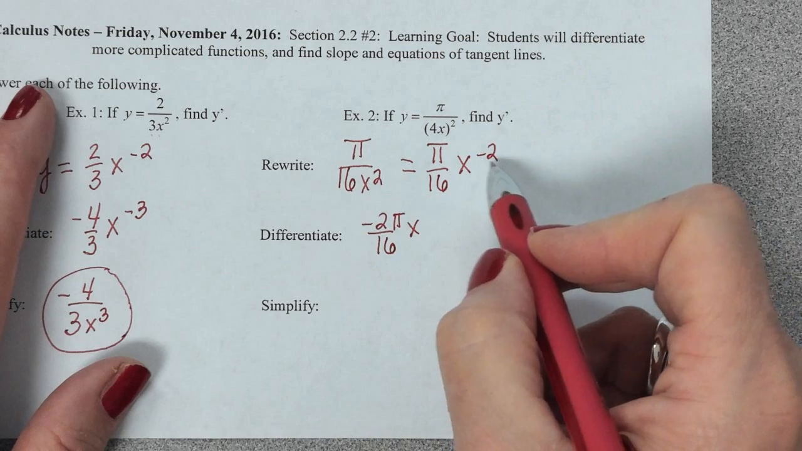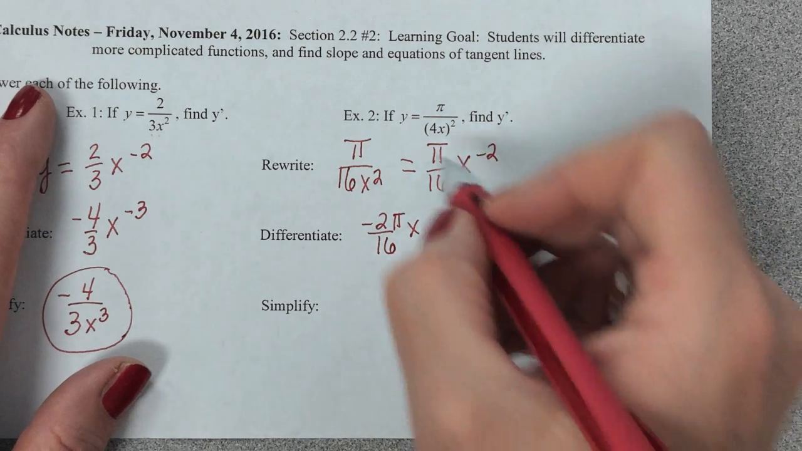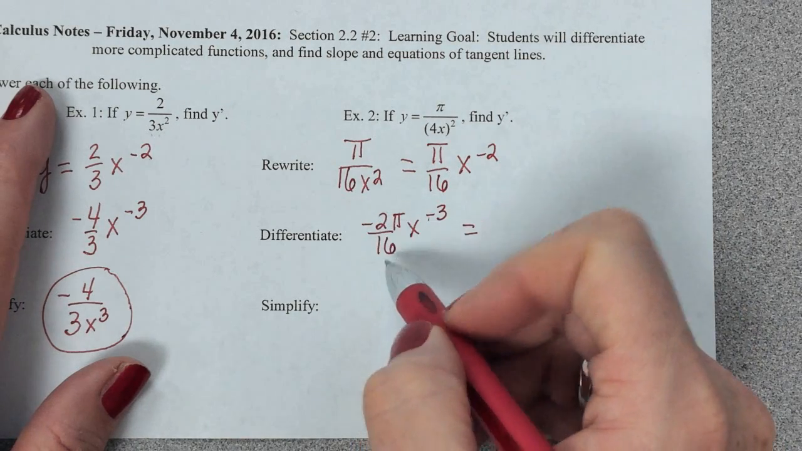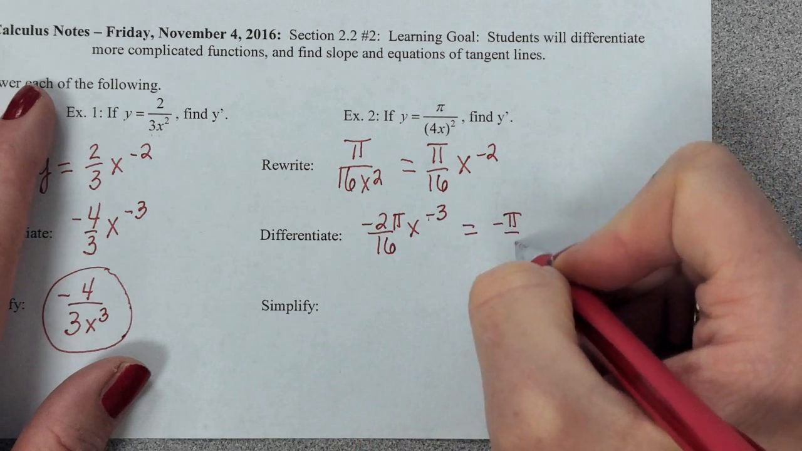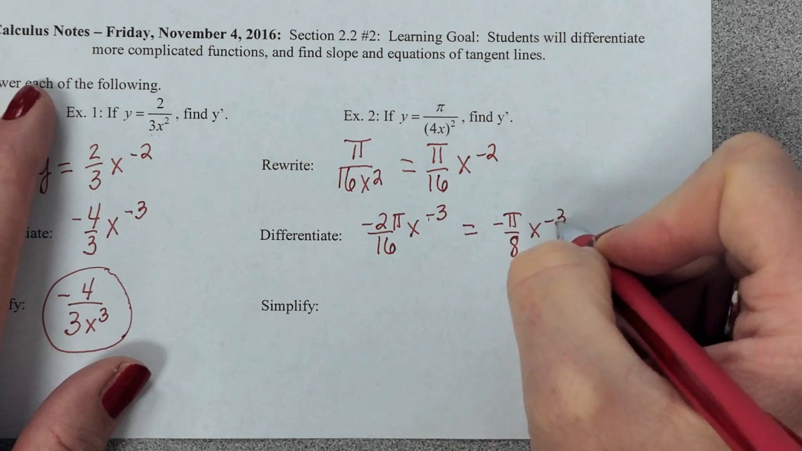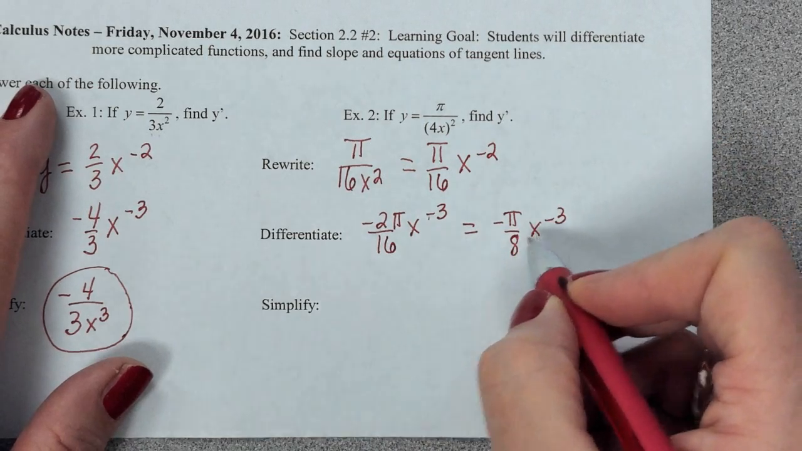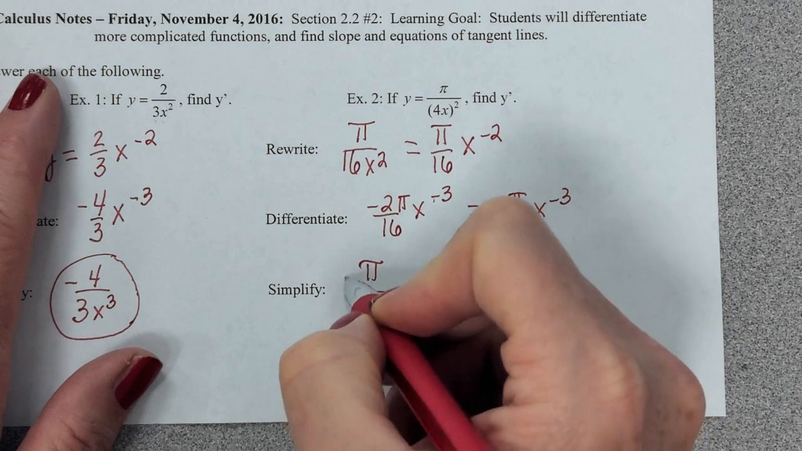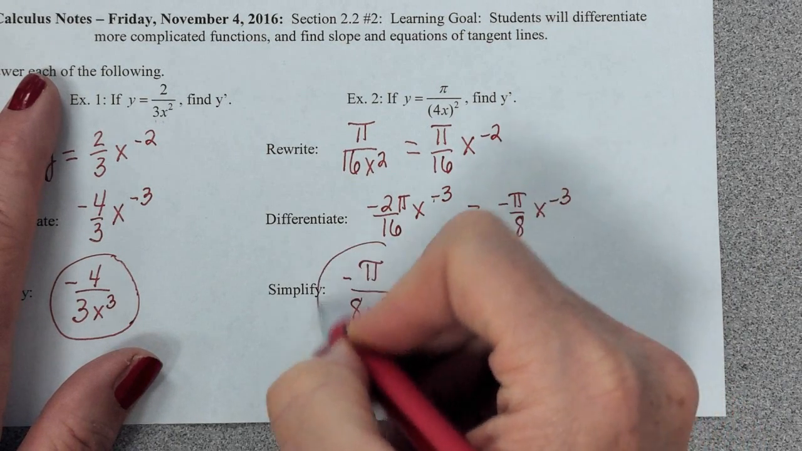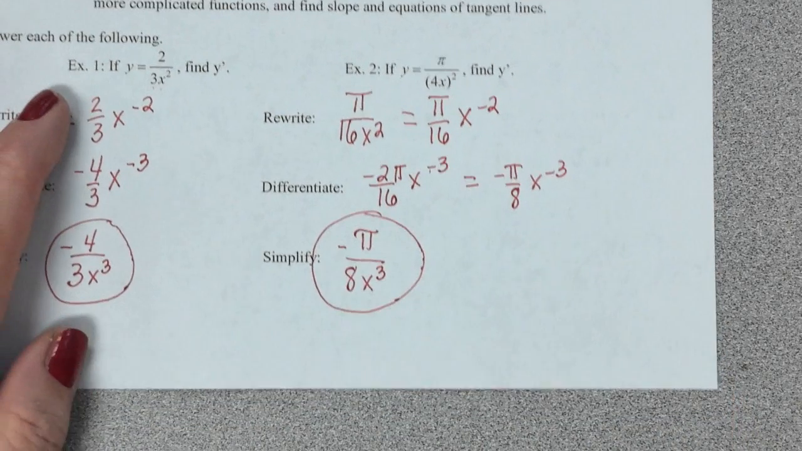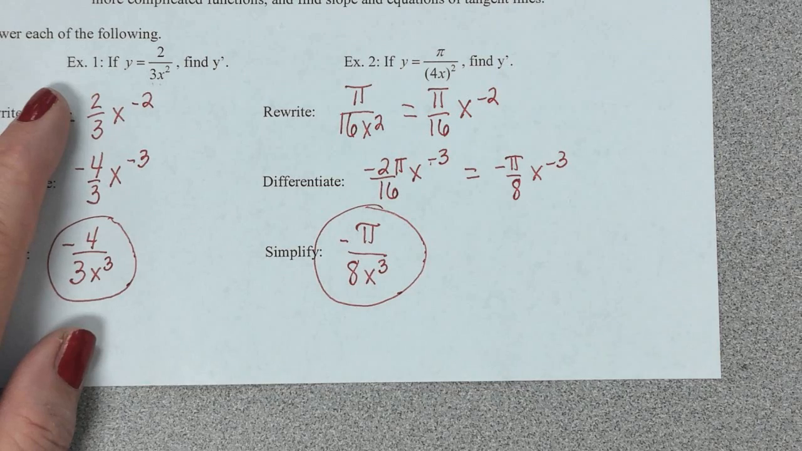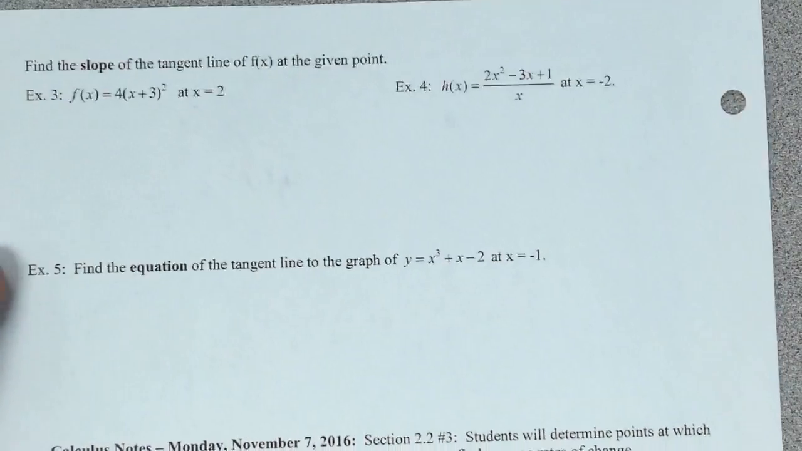Brittany, what do we get if we subtract 1 from negative 2? Good. So now I'm going to simplify this a little bit. 2 over 16 can reduce to negative pi over 8. And now the last thing I have to do is get rid of that negative exponent. So it's negative pi over 8, x to the third. We only have to worry about negatives if they're exponents, not if they're coefficients. All right, flip over to the back.